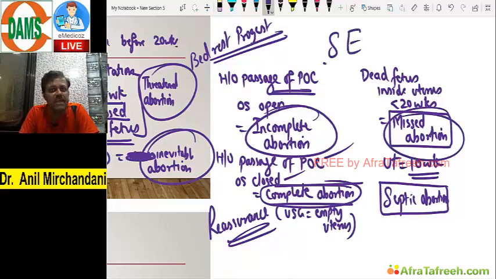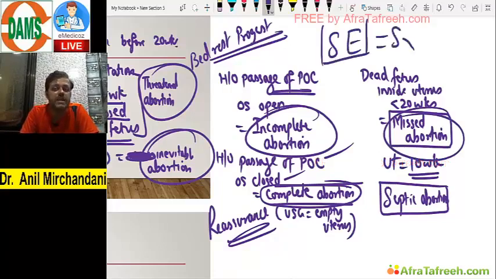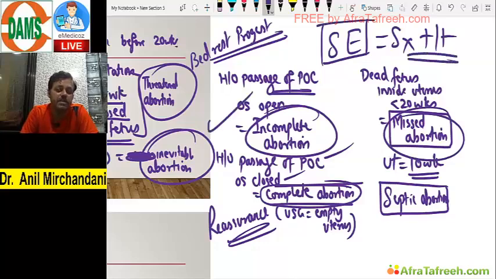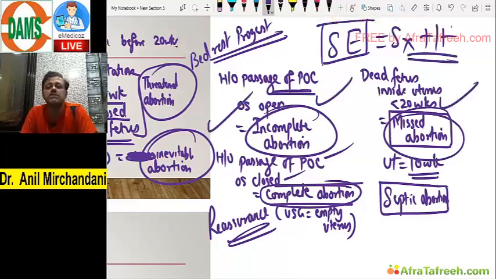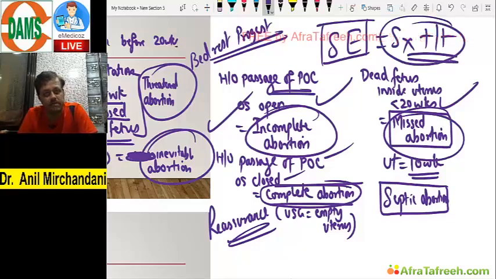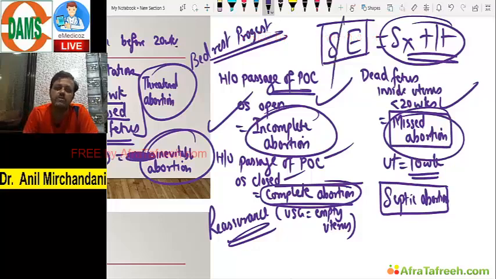So suction and evacuation is a surgical treatment. For inevitable, incomplete, missed abortion, suction evacuation is the surgical treatment. You can also opt for medical treatment by prostaglandin tablet in vagina, but then the bleeding will be haphazard and for long time. The best treatment would be suction and evacuation, that would be surgical management.